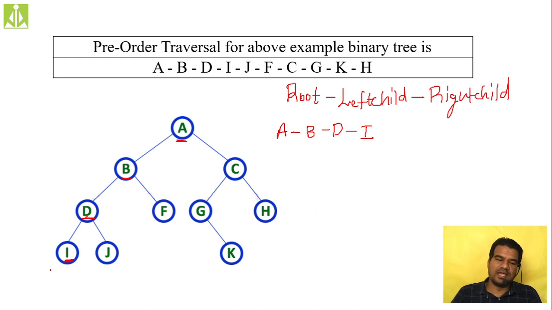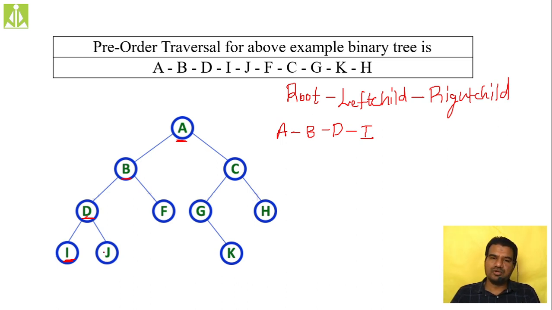Do we have anything? Nothing, so there is nothing to move left. Then we have to move right. Is there anything to move right? Nothing. So come back to I and go back to D. At D, left is already visited, so try to visit right.